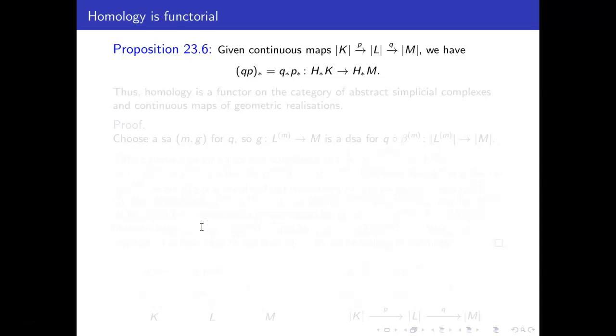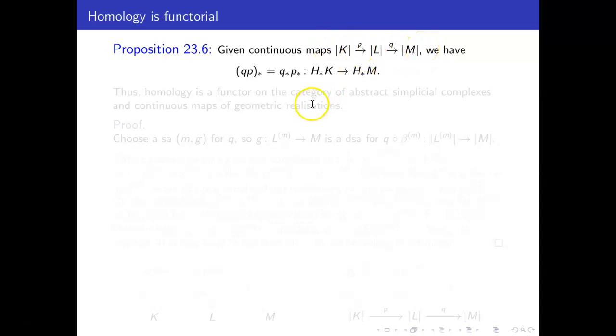Now I want to prove a functoriality property for homology. So the context is like this. We have abstract simplicial complexes K, L, and M, and continuous maps P and Q, P from mod K to mod L, Q from mod L to mod M, and therefore Q composed with P going from mod K to mod M. And so we want to get from the homology of K to the homology of M.